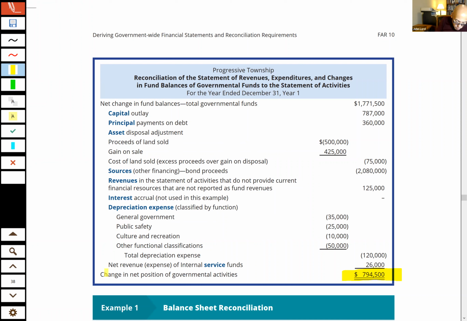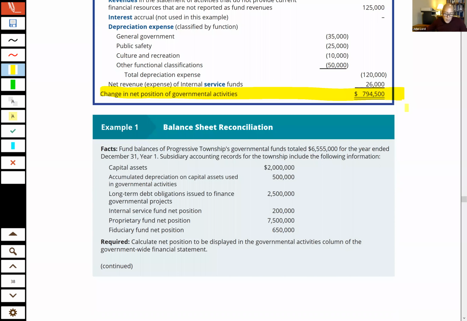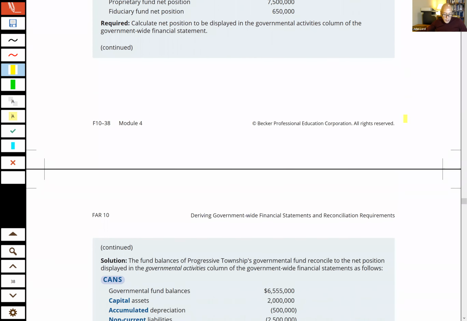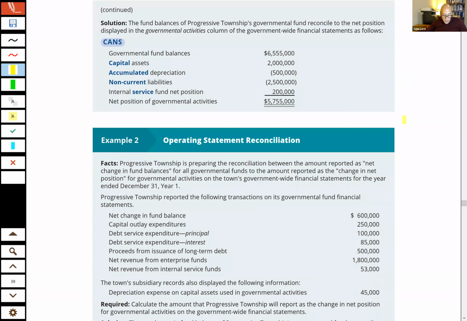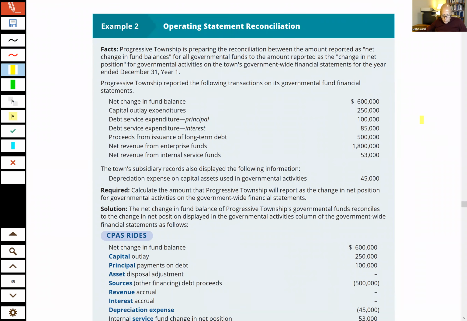So now what we're going to do is start with the change in fund balance, and we'll reconcile to the change in net position. So we're reconciling the income statement. So there's two reconciliations. One reconciles the balance sheet, which we went through together last time. The other reconciliation is a reconciliation of the income statements or the operating statements. Let's go through this example together.